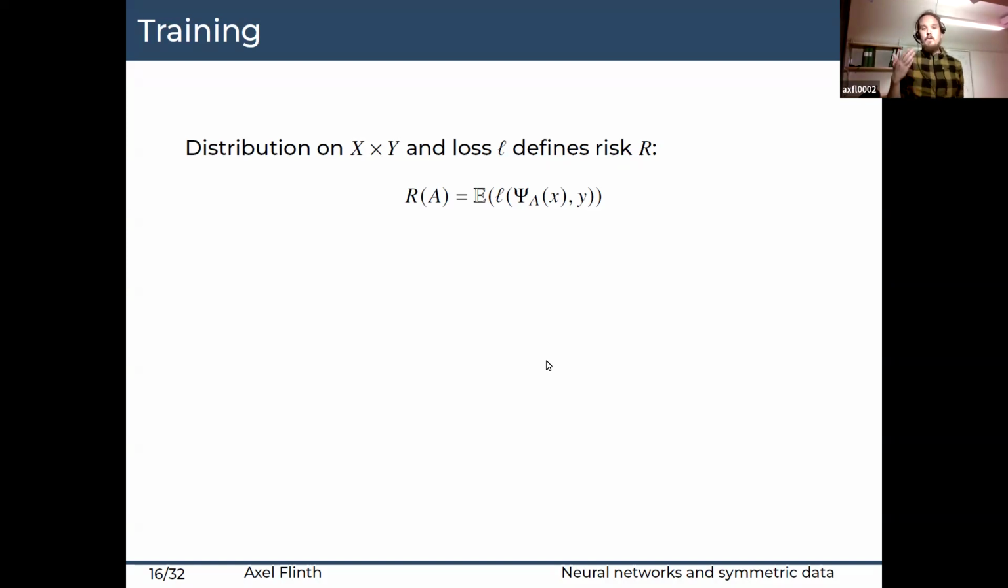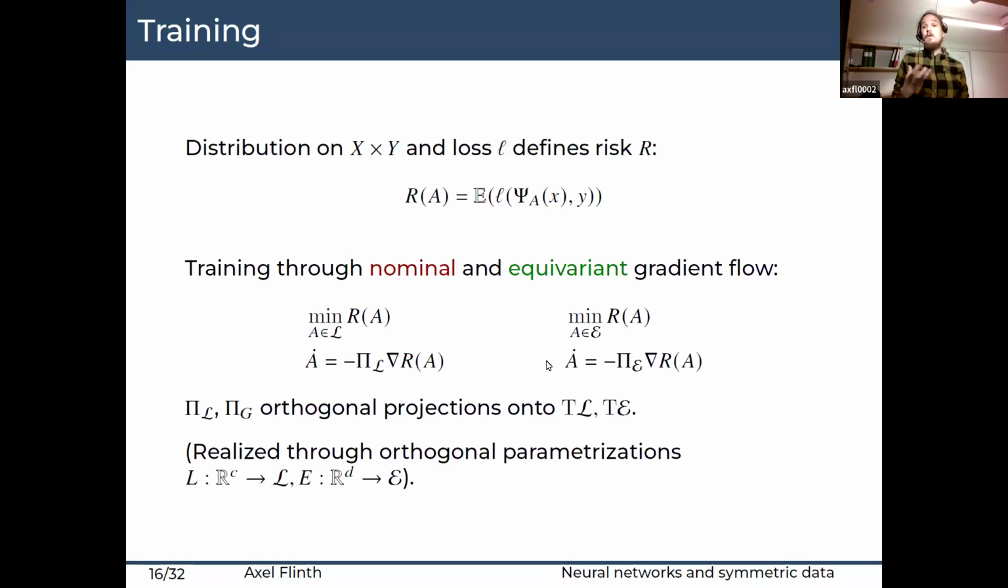Now what I want to do is train my weights by minimizing this risk, and I do so using gradient flow. And I can do this in two ways. I can train it in the normal mode, confining the A's only to the L space and then applying a gradient flow like this. Here, pi L is the orthogonal projection onto the tangent space of L. That makes sure that I stay in L.